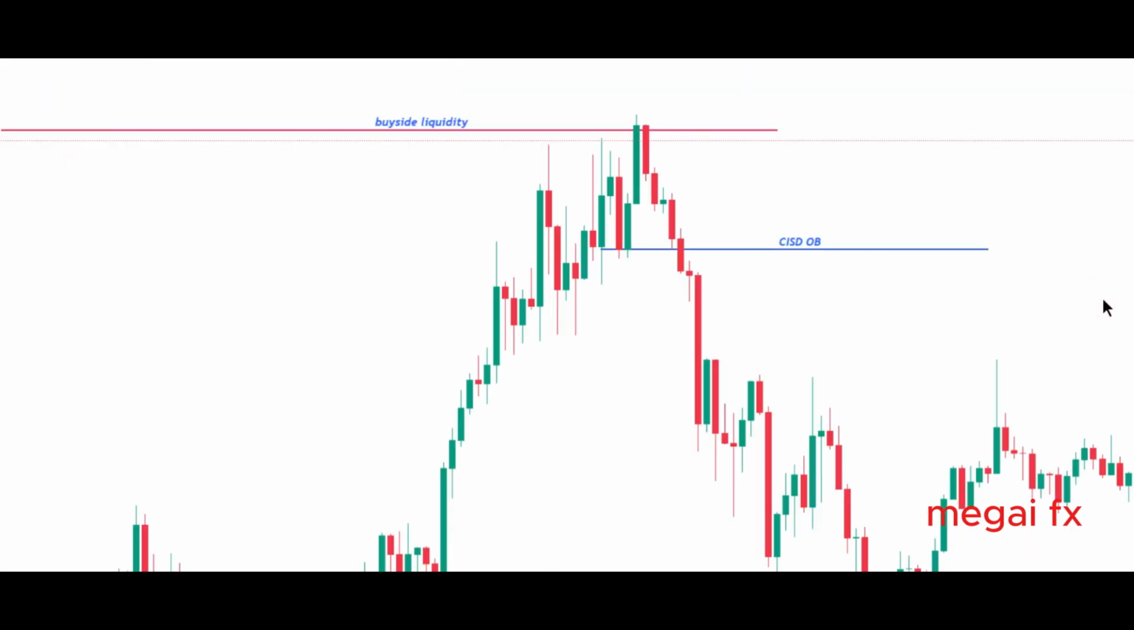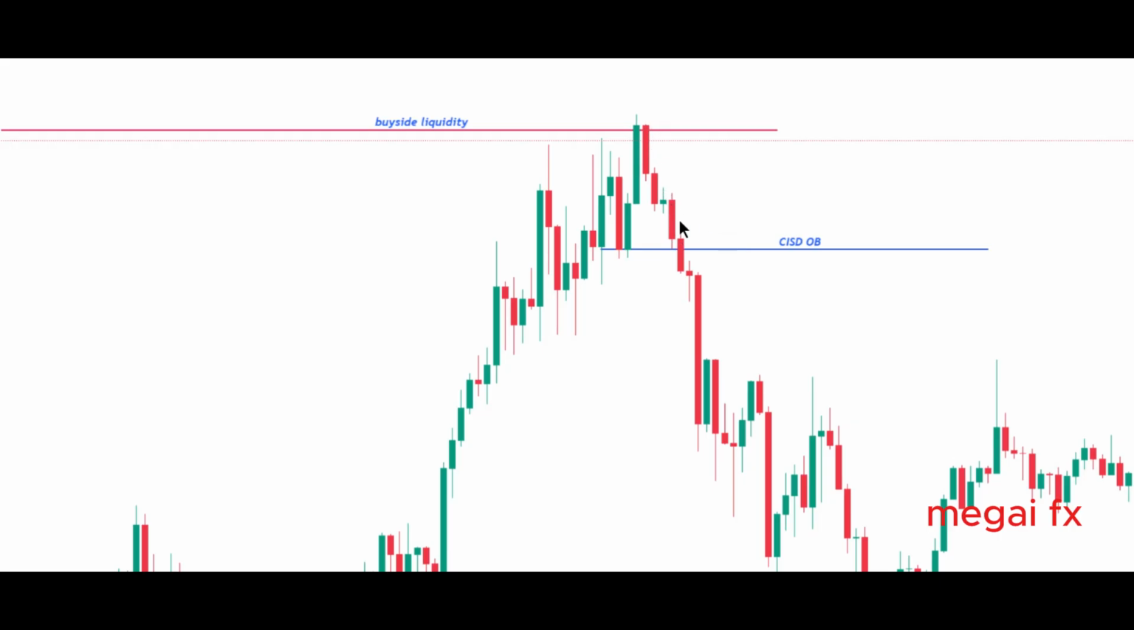Let me go to the second example. Look at the second example. We are having a buy side liquidity again. Then market was now coming up. On getting to this place, look at what happened. We have 2 up close candles here that swept liquidity. So the opening price of this movement, these 2 up close candles, becomes your change in state of delivery. You understand? Then look at what market did later.